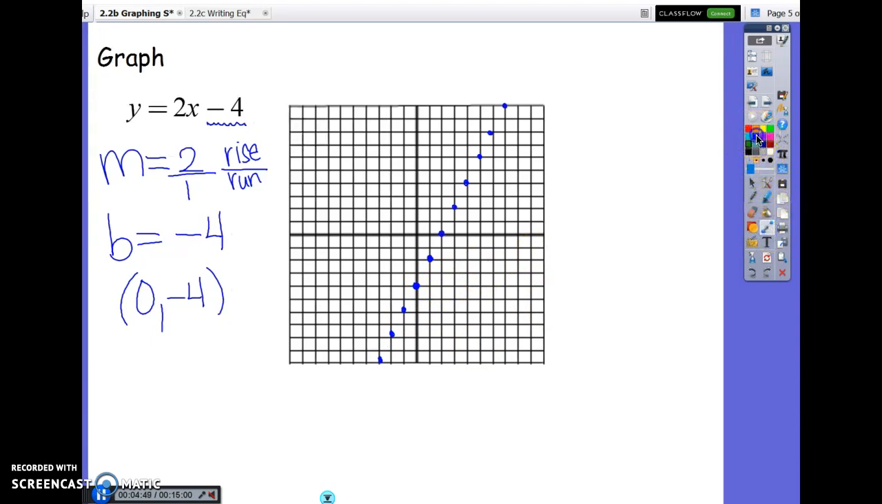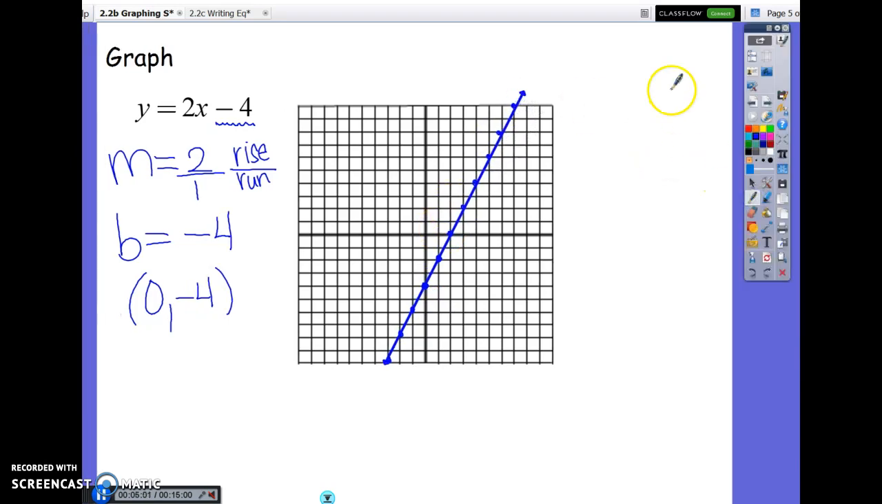Notice how my points are going to make a nice straight line when I connect them. I suggest using a ruler, the side of a folder, something so you can make that nice straight line as you're going through this.